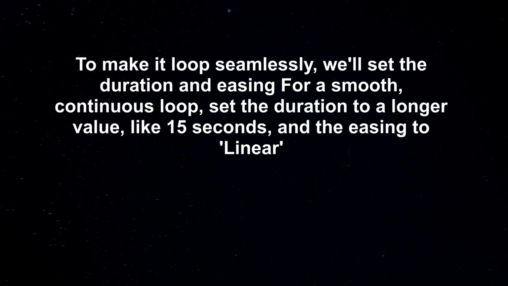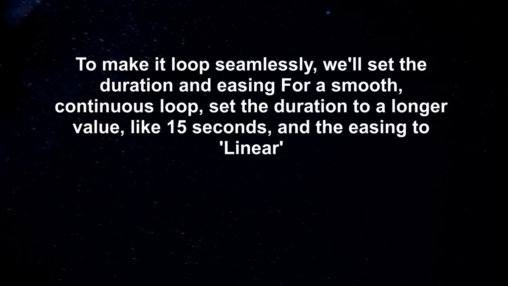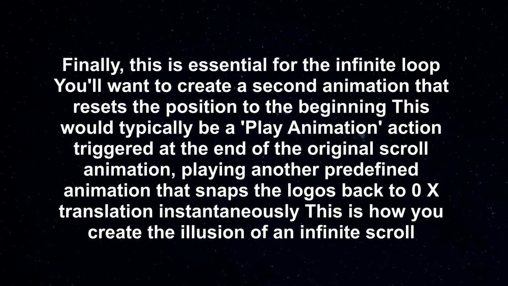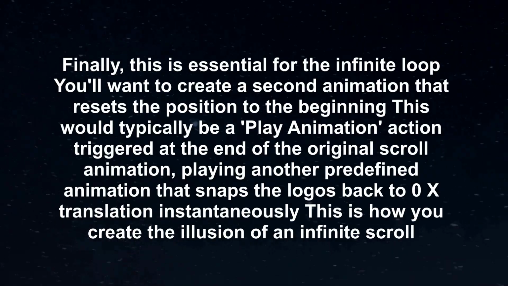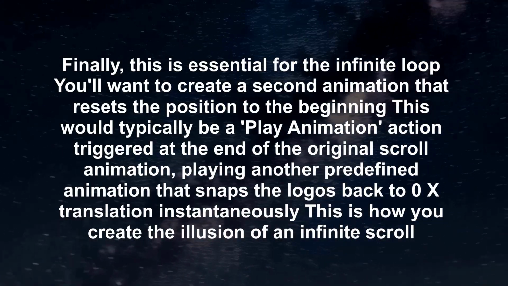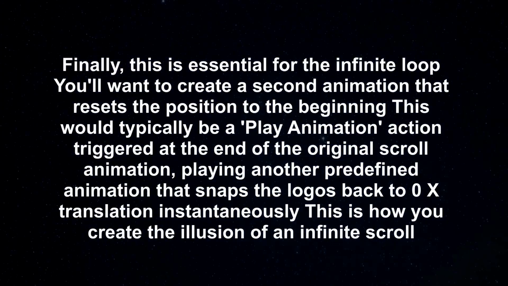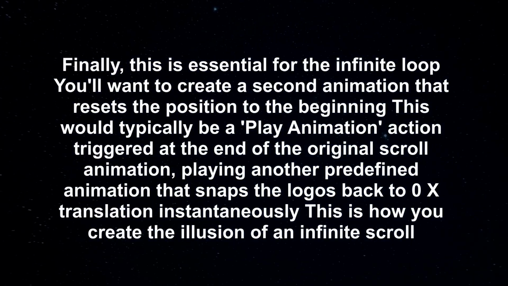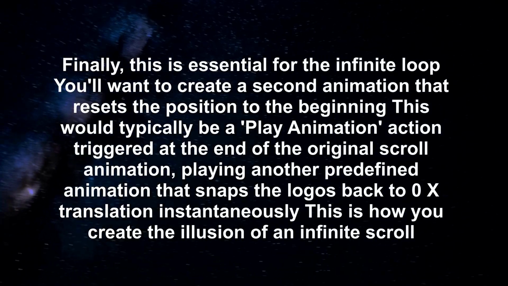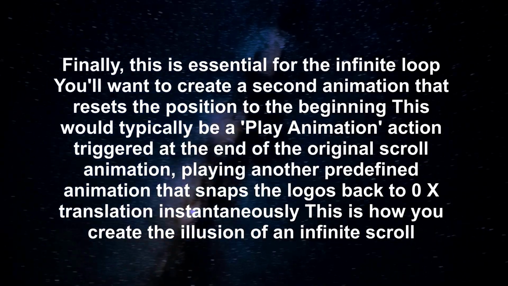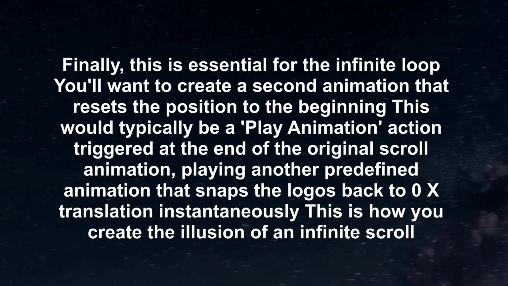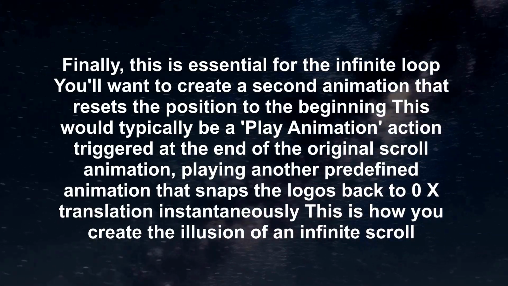To make it loop seamlessly, we'll set the duration and easing for a smooth, continuous loop. Set the duration to a longer value, like 15 seconds, and the easing to linear. Finally, this is essential for the infinite loop. You'll want to create a second animation that resets the position to the beginning. This would typically be a play animation action triggered at the end of the original scroll animation, playing another predefined animation that snaps the logos back to 0 X translation instantaneously. This is how you create the illusion of an infinite scroll.